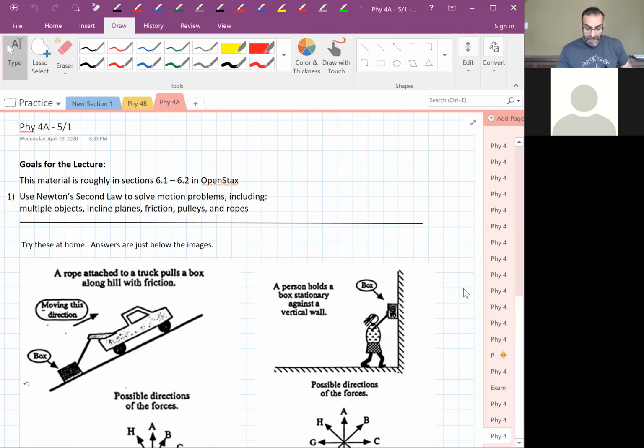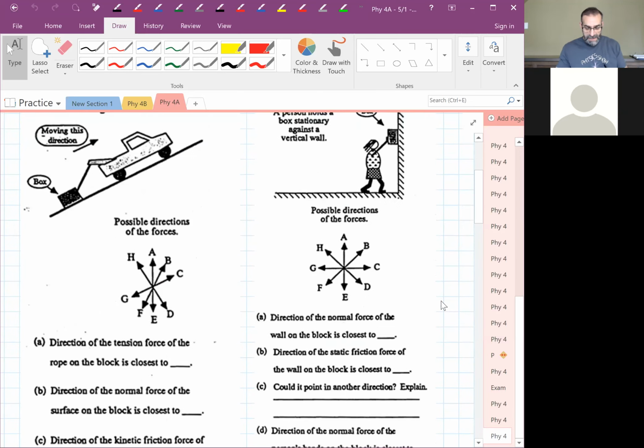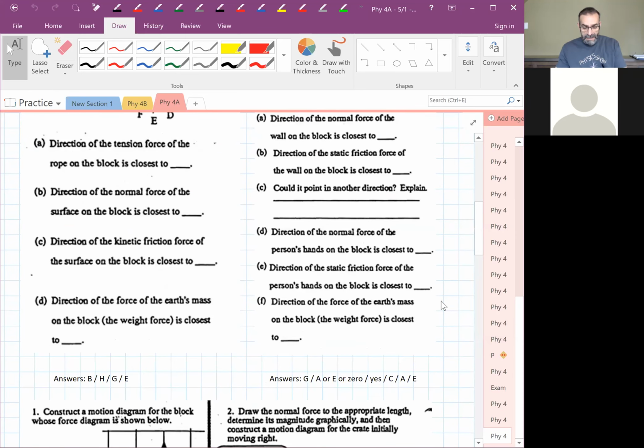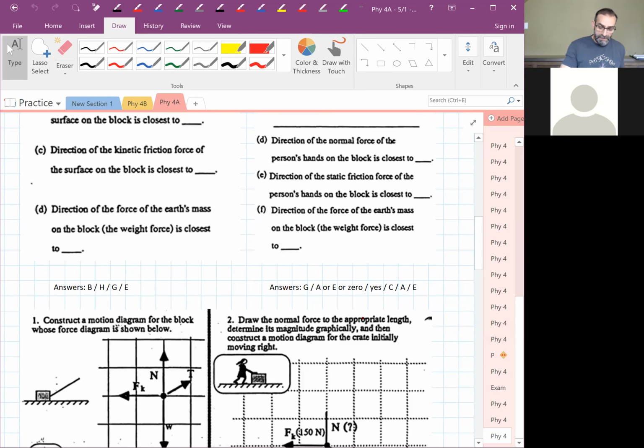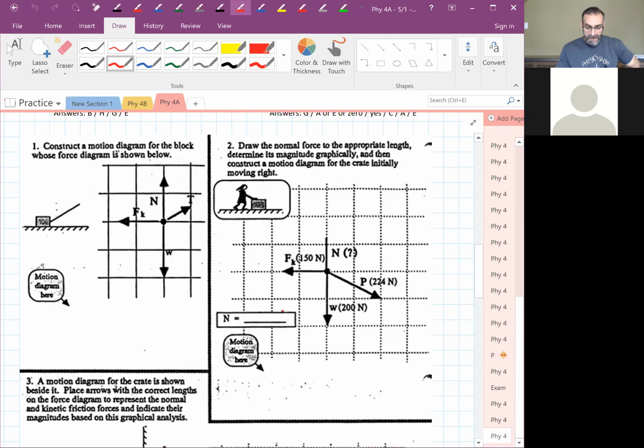So I've got a worksheet here that will help you maybe with some directions of forces and free body diagrams. But I think you can try those at home, and if you have any issues, let me know. I snuck the answers in there at the bottom. So when you do them, you have some answers, but they're kind of hidden. So you can try to ignore those until you've come up with your own answers.